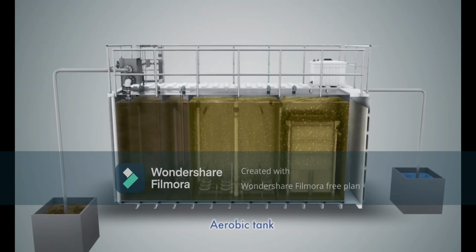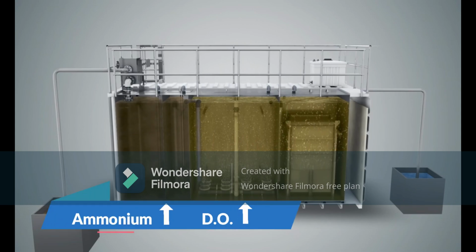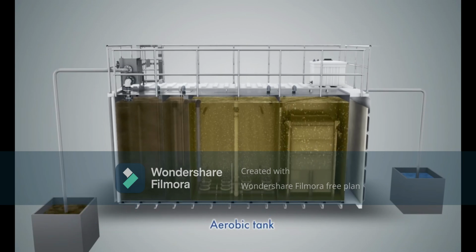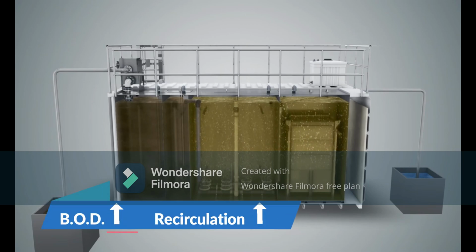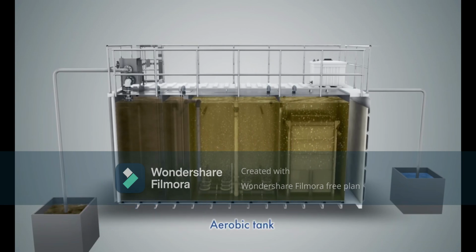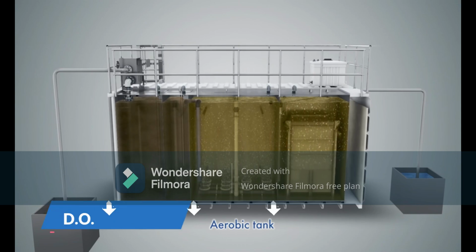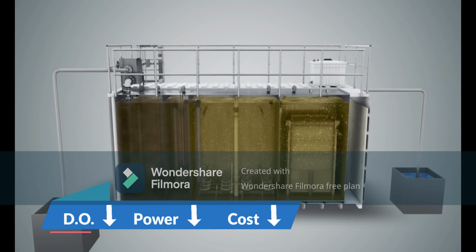The ammonium ion sensor as well as the dissolved oxygen meter will be mounted in the aerobic tank. When the ammonium level of the water increases, the dissolved oxygen level must be increased by increasing the blower speed. When the biological oxygen demand of the water increases, recirculation should be increased and thereby drain is decreased. This control loop mechanism will decrease the dissolved oxygen requirement and thereby decrease the power consumption and operational cost.